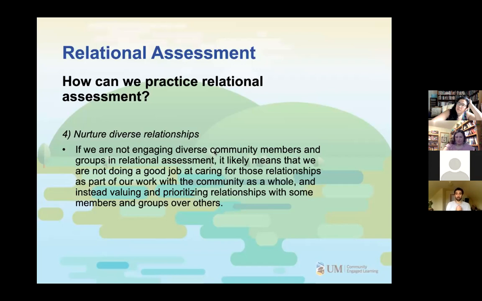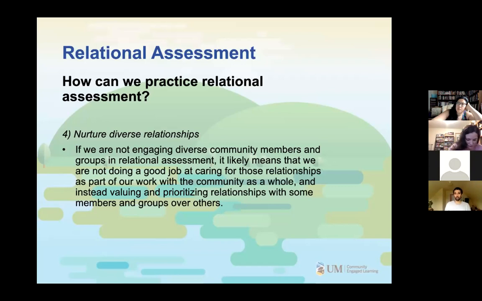So the next thing to keep in mind for relational assessment, and this is a point we've made throughout the Launch and Learns too, is that we often say we work with a community. But sometimes we don't work with a community, we work with people who are part of a community. So for relational assessment, it is important that we get a sense of who we have relationships with in the community, how those relationships are doing, and always strive to diversify those relationships.